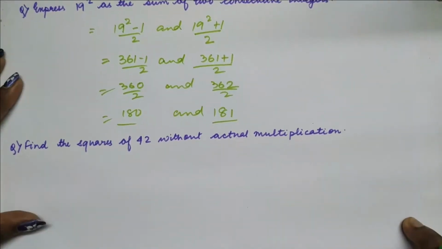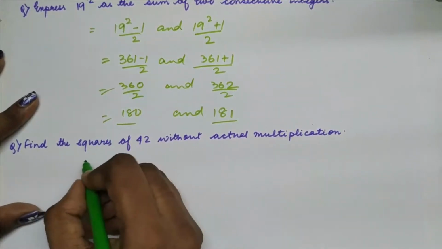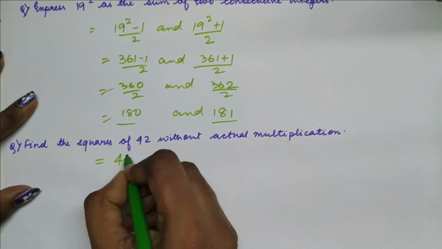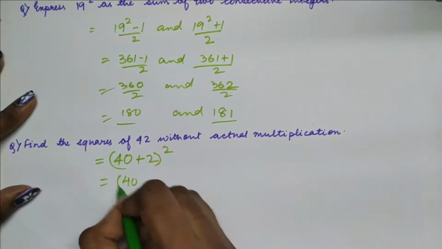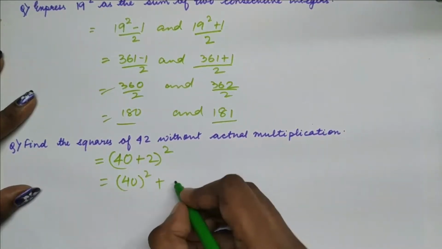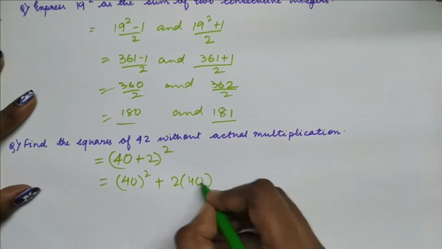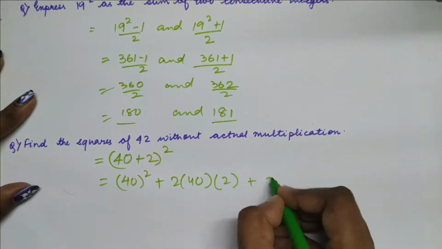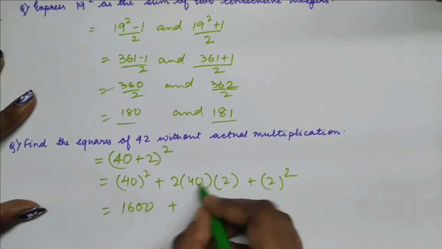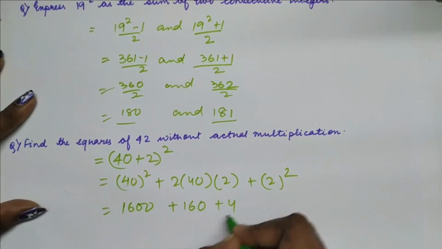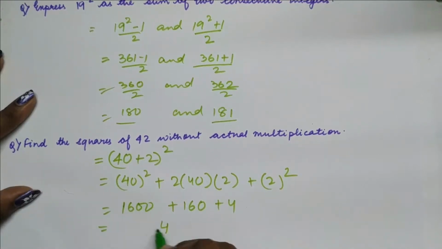Now find the square of 42 without actual multiplication. So I told you we can use identity. So I can write 40 plus 2 whole square. So here we are just putting the a plus b whole square formula, where a is the first number and b is the second number, and solving it. That's 1600 plus 160 plus 4, 46. So the answer is 1764.